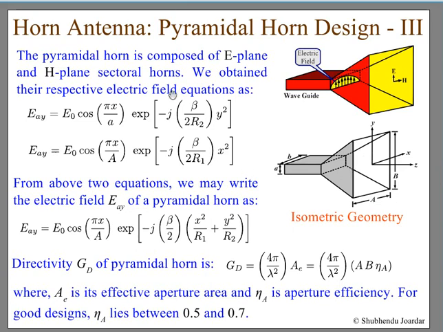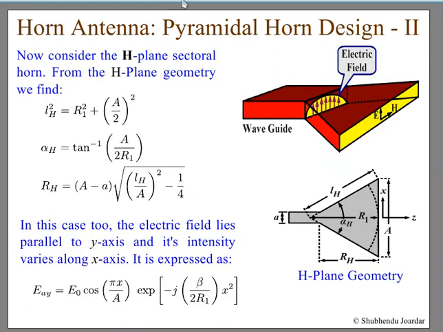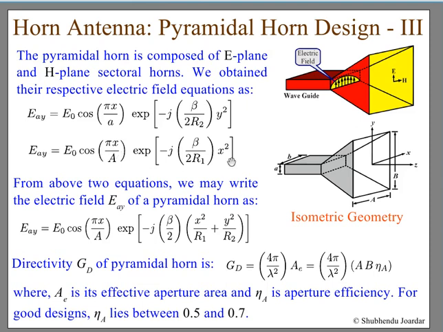Now what we want is a pyramidal horn. We have to take both of these and find a way to combine them. The pyramidal horn is composed of E-plane and H-plane sectoral horns. We obtain their respective electric field equations. You can see that these are the two that we derived; we have not derived them here, I just put them here. So from the above two equations, we may write the electric field EAY of the pyramidal horn as, now you just combine them into one equation, and this is what you get.